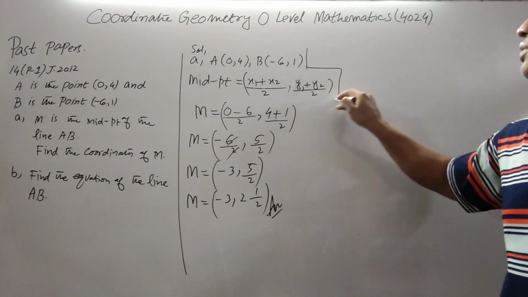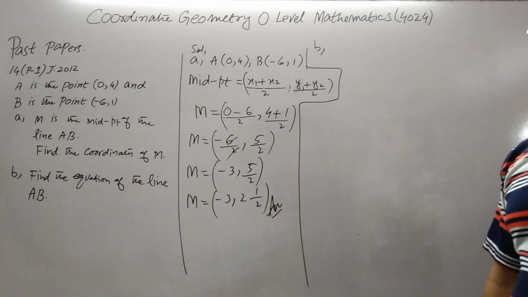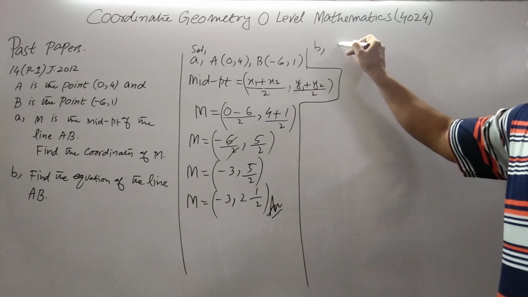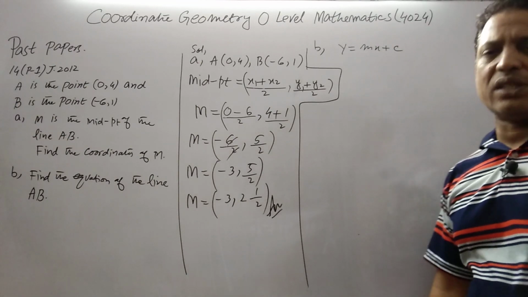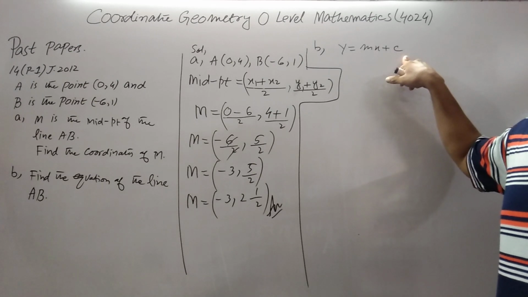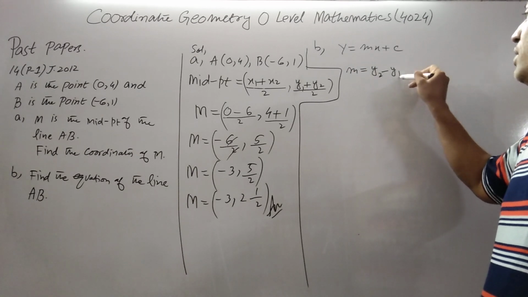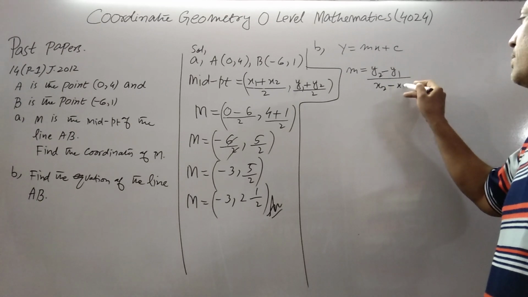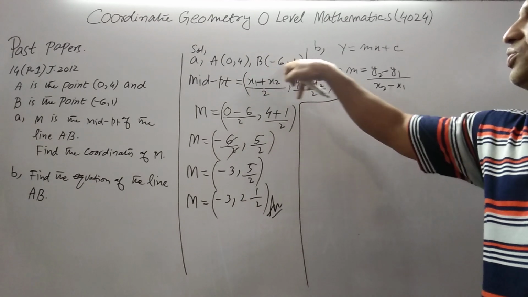Let's have a look at part B. In part B we have to find the equation of the line AB. So students, you know the equation of the line formula is y equals mx plus c. We need two things. One is the gradient and the other is the y-intercept. How to find the gradient? By using the gradient formula, y2 minus y1 over x2 minus x1. This is x1, this is y1, this is x2, this is y2.